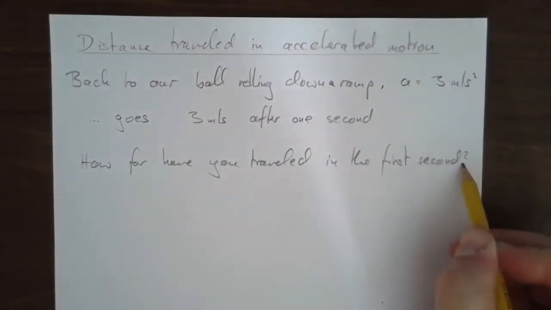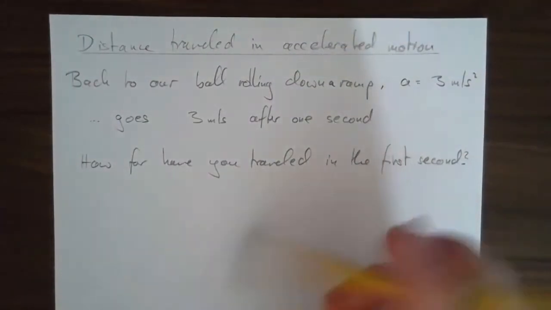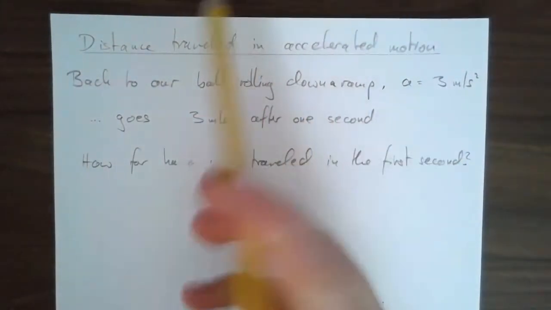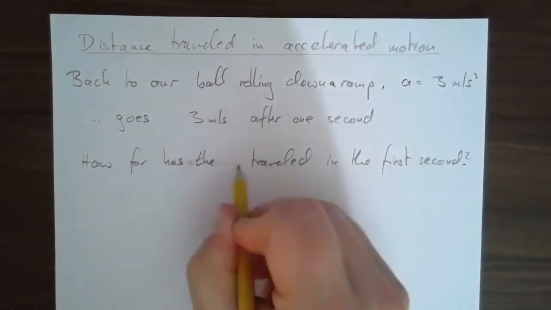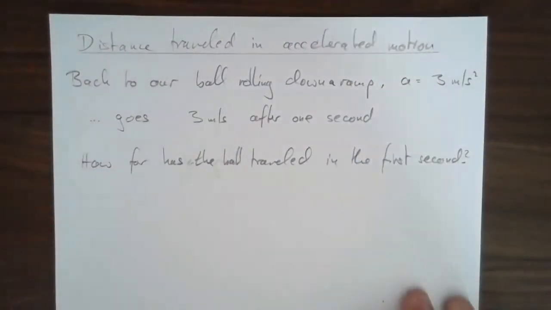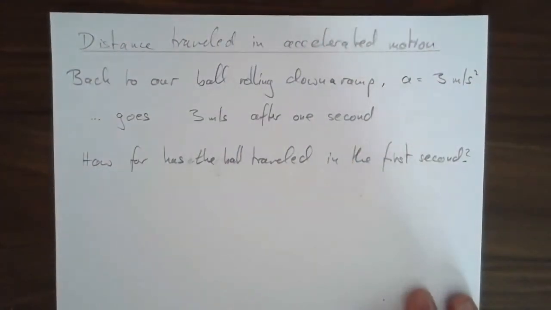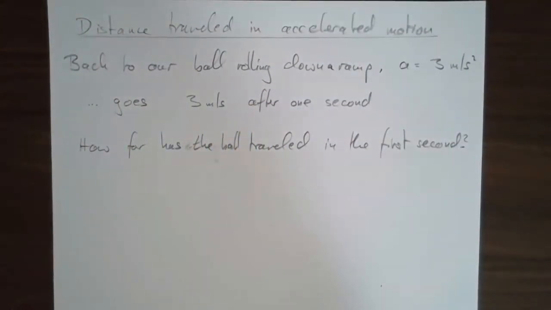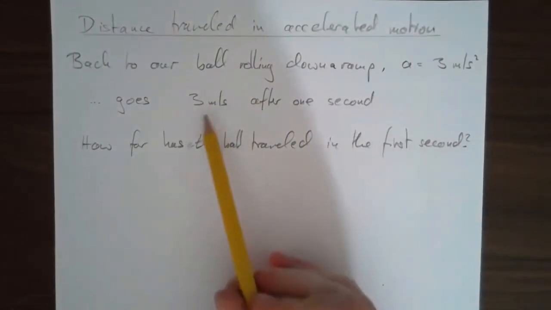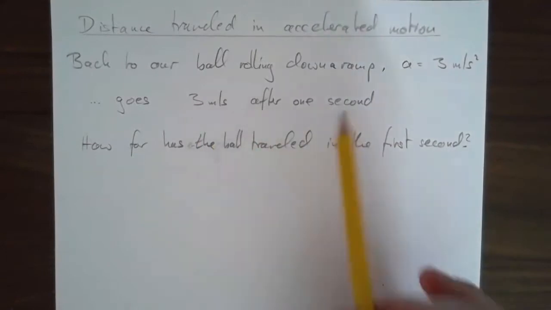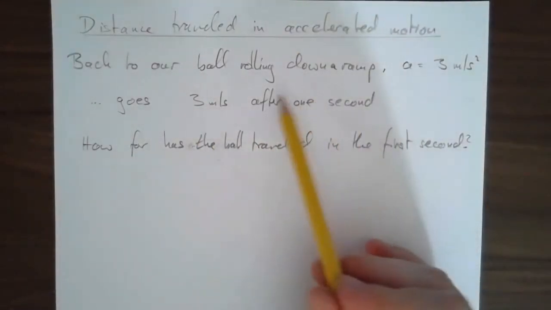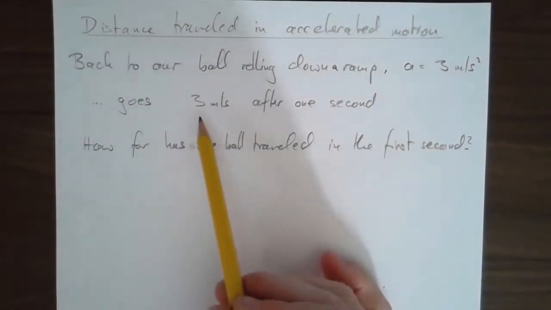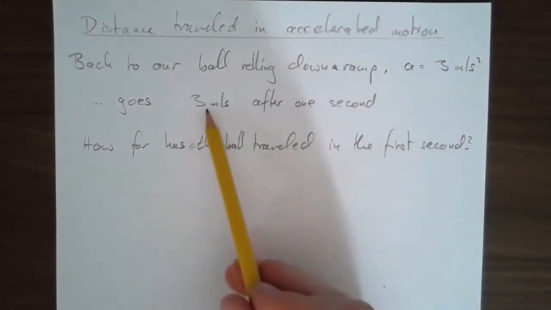So now we're asking about the ball: how far has the ball traveled in the first second? You might say, well, it goes 3 meters per second, so it should have traveled 3 meters, right? Well, no, because it only goes 3 meters per second at the very end of the second. At the beginning it goes 0, and halfway through the first second it goes 1.5, half of 3.